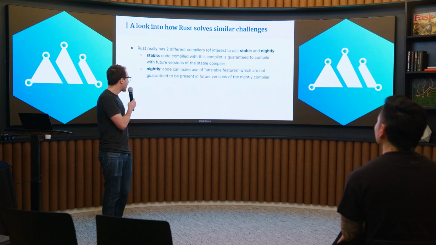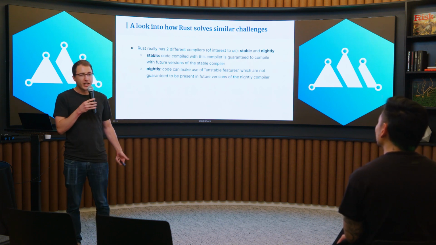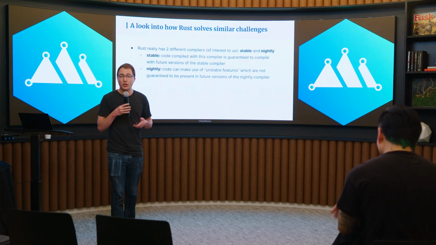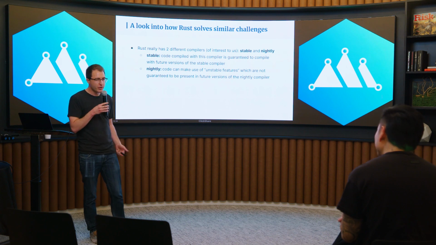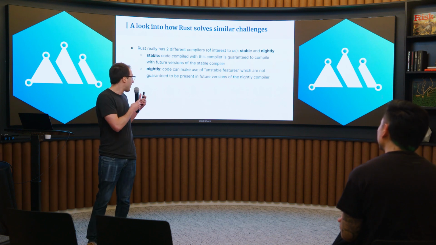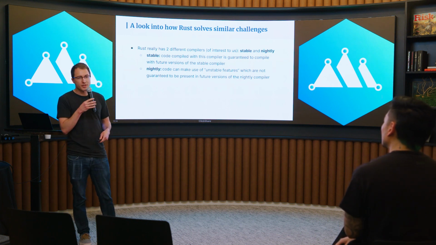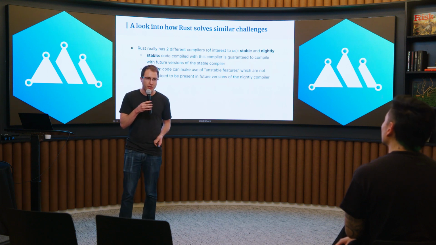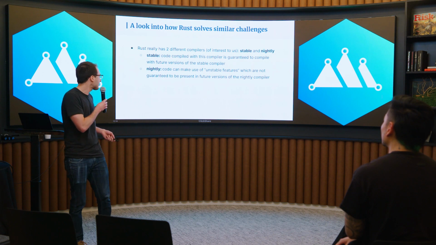So Rust really has two different compilers of interest to us, the stable and the nightly. And again, that's always in how do you deal with this experimentation goal that you have with new features. So the stable compiler is what you were used to. Code compiled with this compiler is guaranteed to compile with future versions of the stable compiler. All that means is you write a program today, you download the new version of the compiler, your code is still valid, right? That's what you expect.